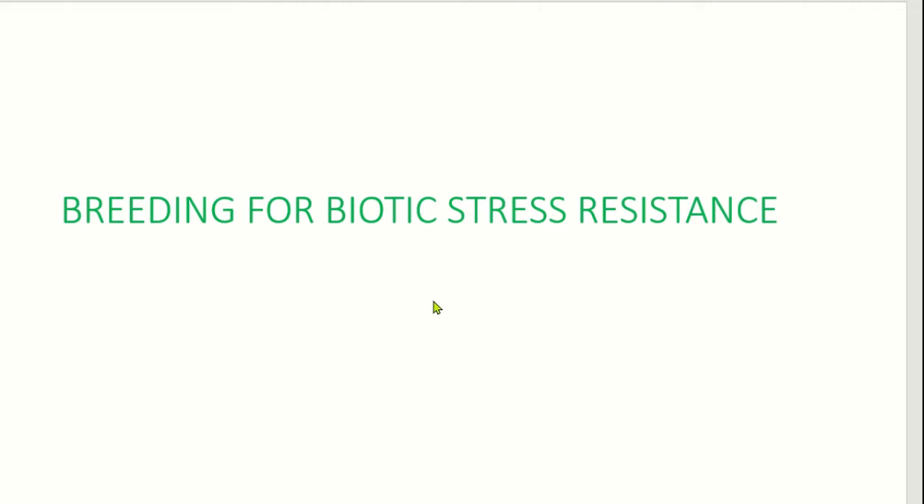Since it is a large chapter, I have divided this into two parts: breeding for biotic stress and breeding for abiotic stresses, because the approaches for breeding in biotic stress and abiotic stress are different. I'll tell you the reason why.